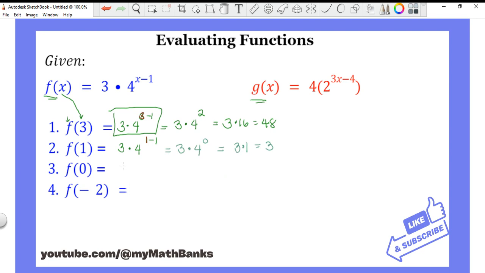I'm going to try number 3, f of 0. So 3 times 4 to the power of 0 minus 1. Again, not multiplying. That's going to look like 3 times 4 to the power of negative 1. 4 to the negative 1 is 1/4, so this is 3 times 1/4, which is equal to 3/4. So again, it's important not to make the common mistake of multiplying 3 and 4. Why don't you try f of negative 2?